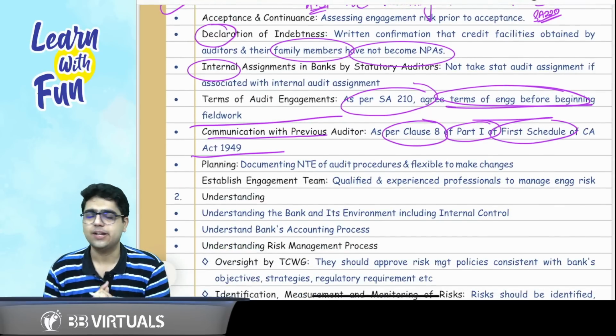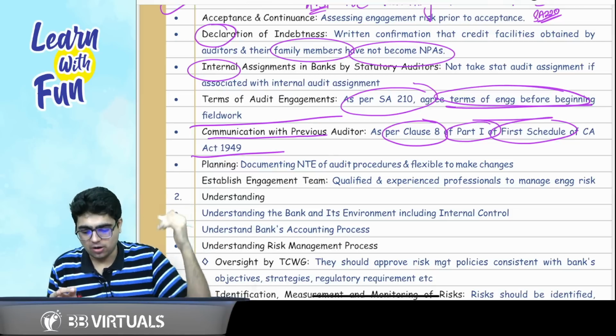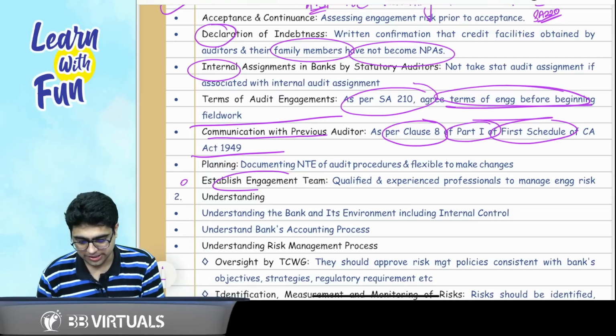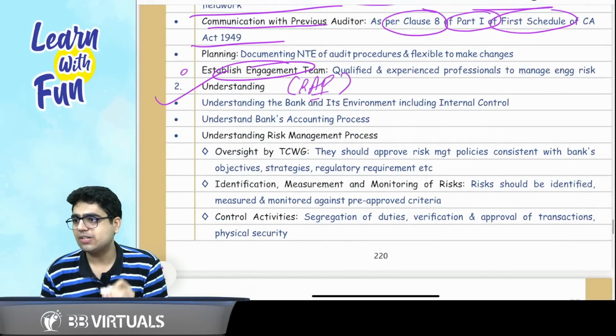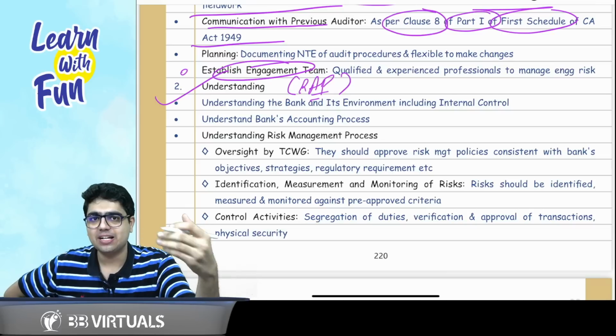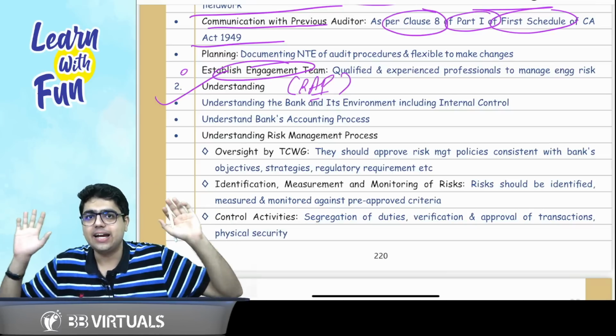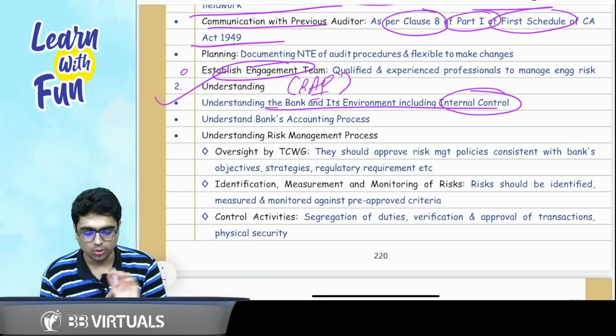Then audit planning and audit team, establishing the audit engagement team. Then comes the point of risk assessment procedures, that is SA 315, identifying and assessing the risk of material misstatement. How? Through understanding the entity and its environment. So first of all, you understand the bank and its environment, including internal control. Then you understand the accounting process and risk management process.